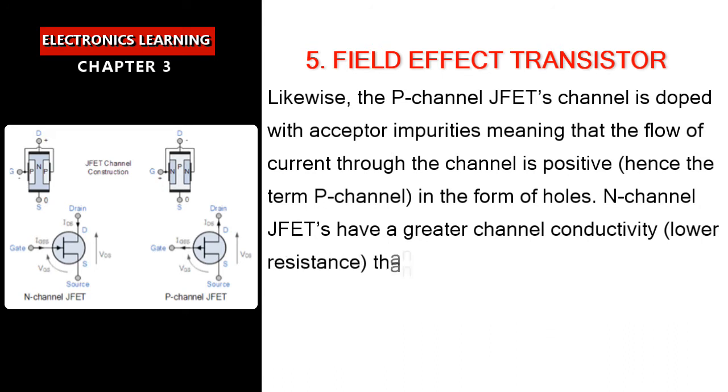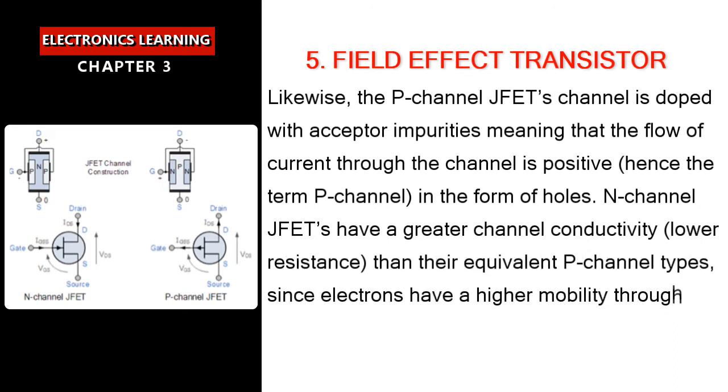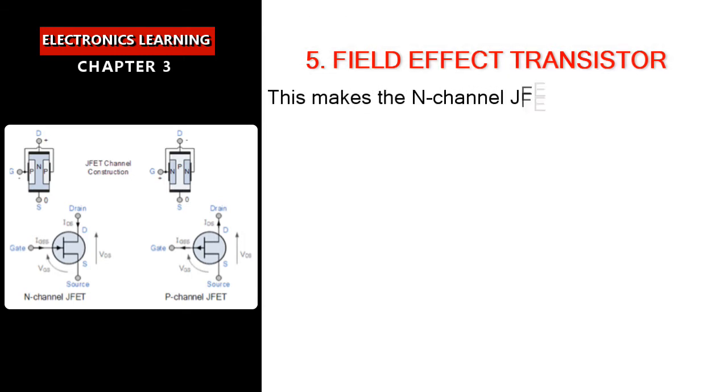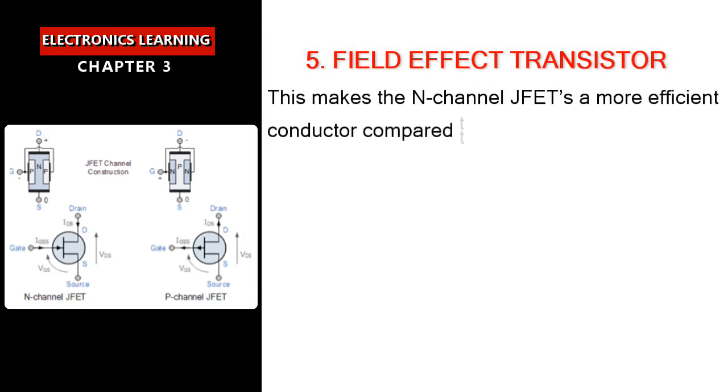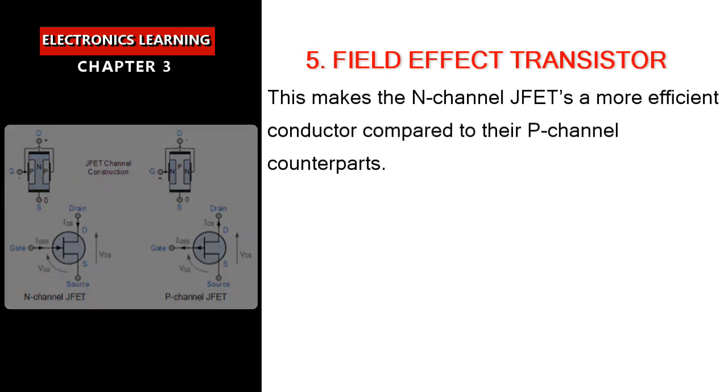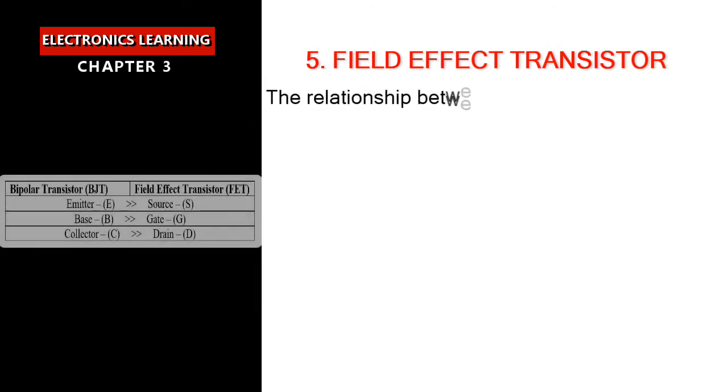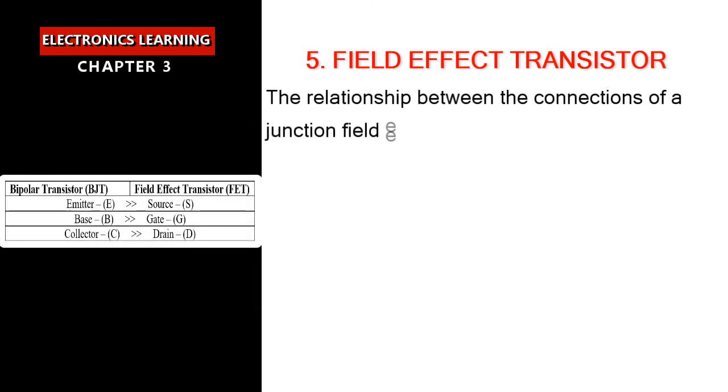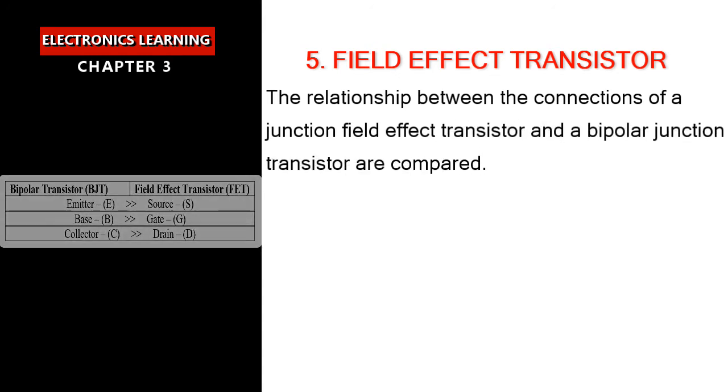N-channel JFETs have a greater channel conductivity, meaning lower resistance, than their equivalent P-channel types, since electrons have a higher mobility through a conductor compared to holes. This makes the N-channel JFETs a more efficient conductor compared to their P-channel counterparts. The relationship between the connections of a junction field effect transistor and a bipolar junction transistor are compared aside.